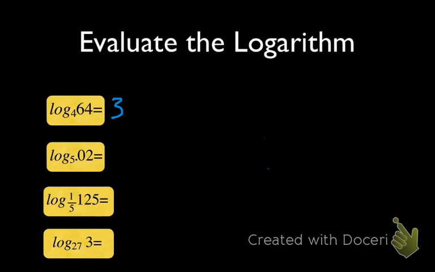Please correct the typo. It is log base 5 of 0.2 is what it should say. I know, I'm sorry. So it should be, in fact, I'll just rewrite the whole thing for you. Log base 5 of 0.20 equals what?